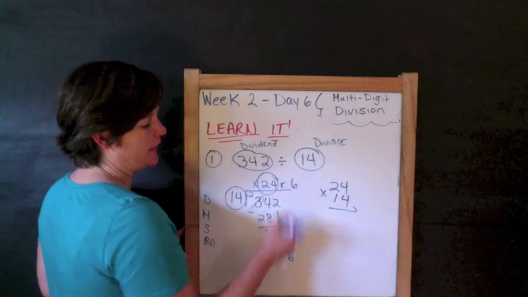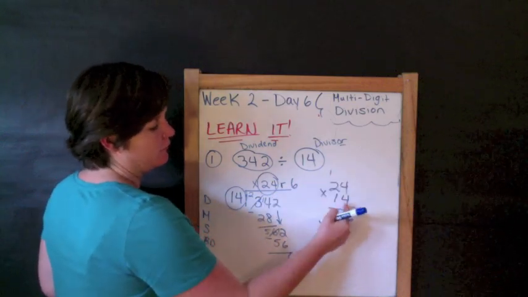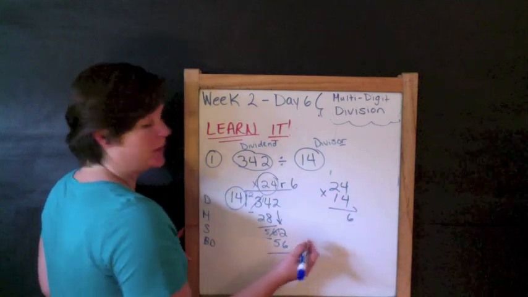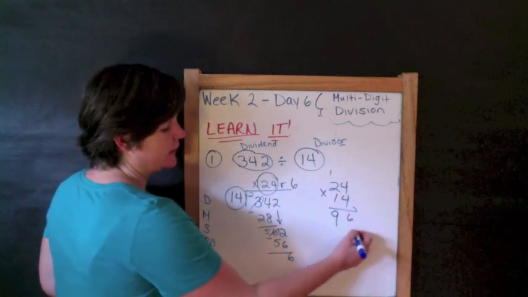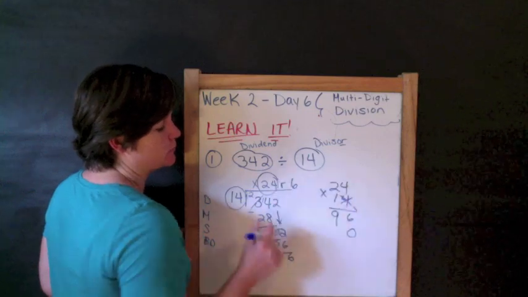Then I'm going to add my 6. 4 times 4 is 16. 4 times 8 is 32, plus 1 is 33. 0 to hold in place. Cross out my 4. Get rid of my regroupie.